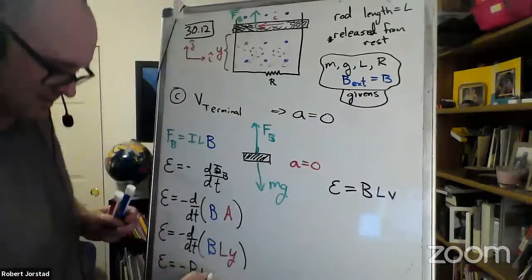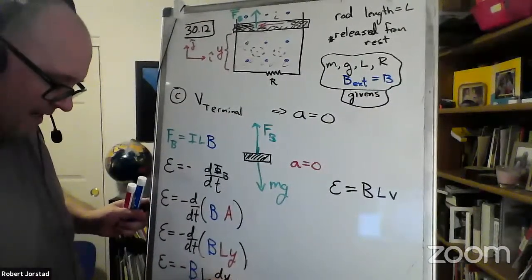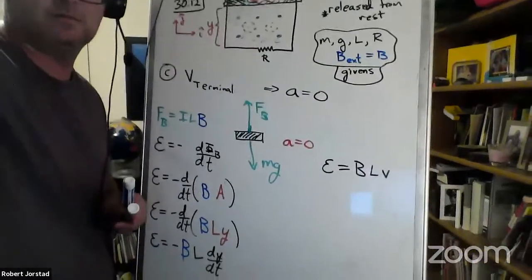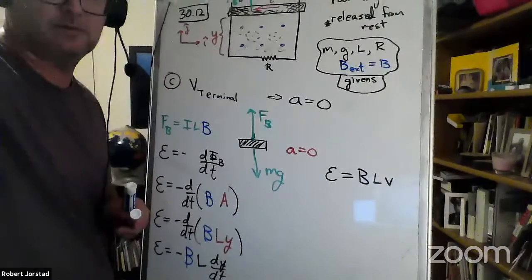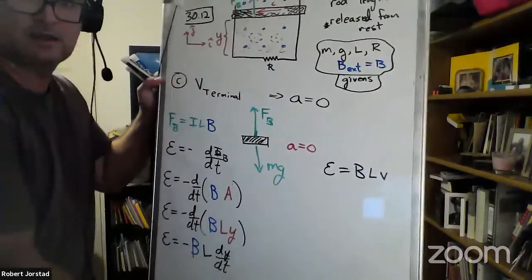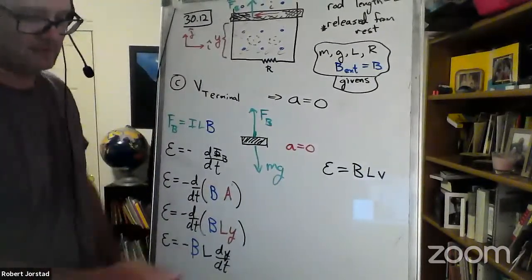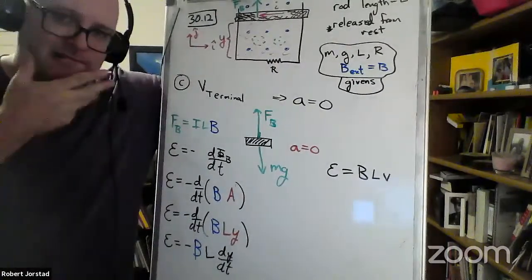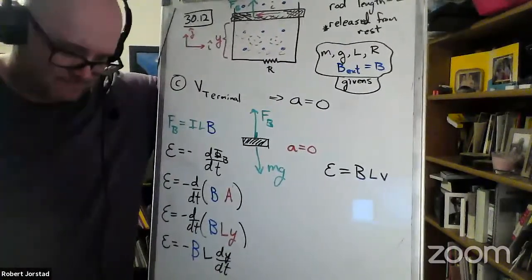All right. BL. What's left? dy dt. Wait a minute. What's a good name for dy dt? Velocity.